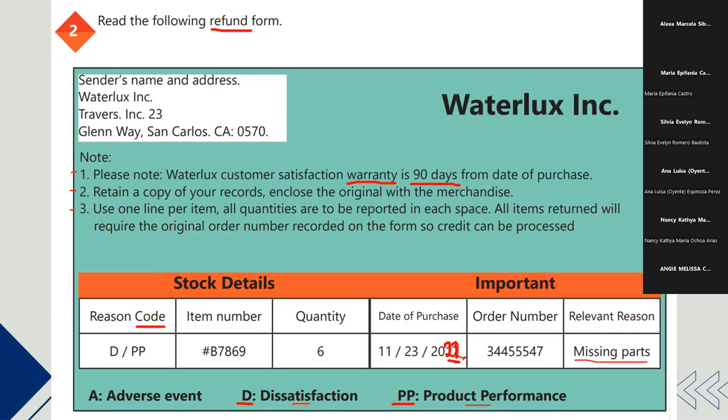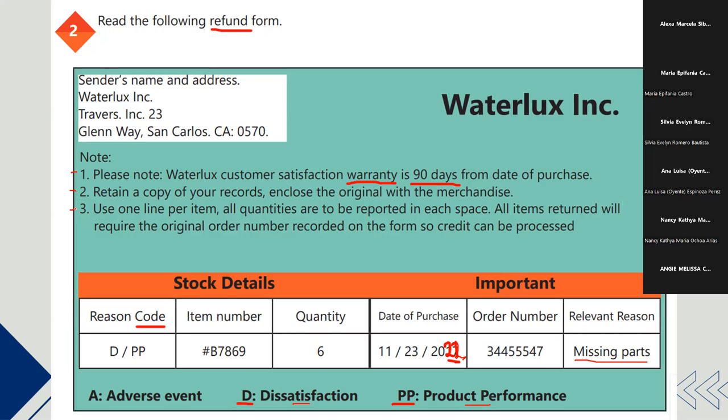So it says, please note Guadeloupe's customer satisfaction guarantee is 90 days from the date of the purchase. So if you buy something today, you count from now 90 days, right? Number two, retain a copy of your records and close the original with the merchandise. So you have to send the product back. Okay. And then the last one, use one line per item or quantities are to be reported in each space.